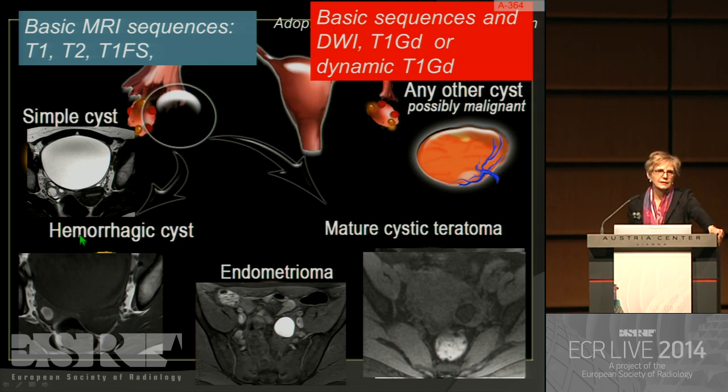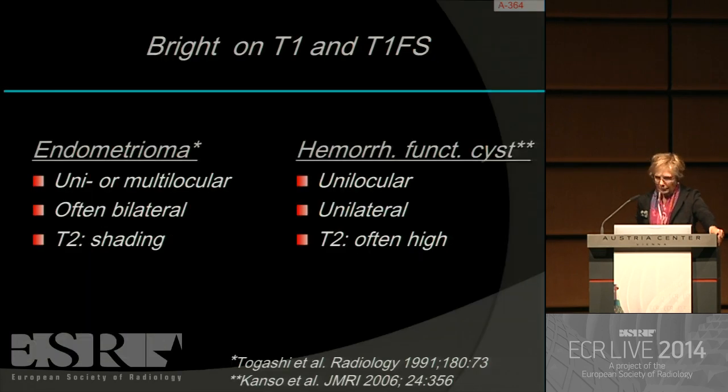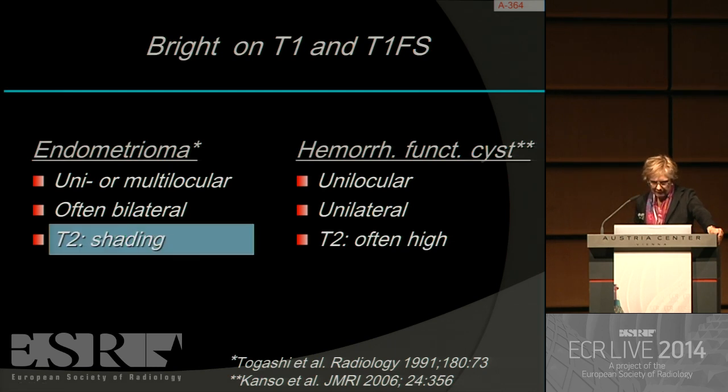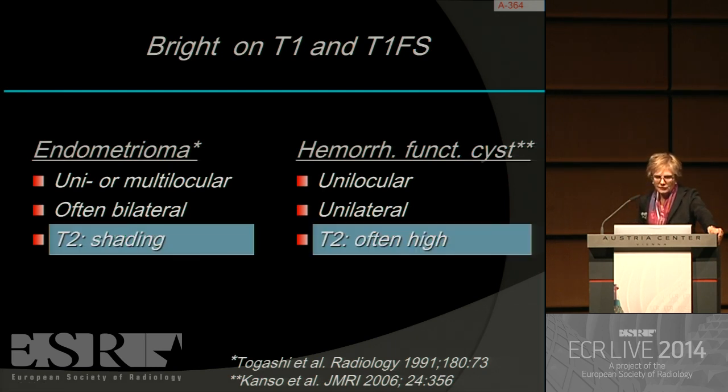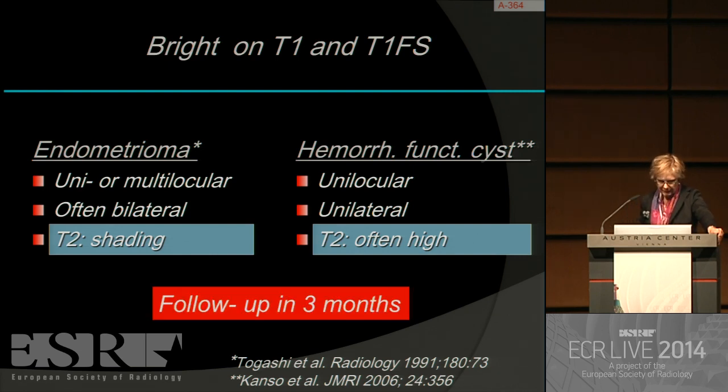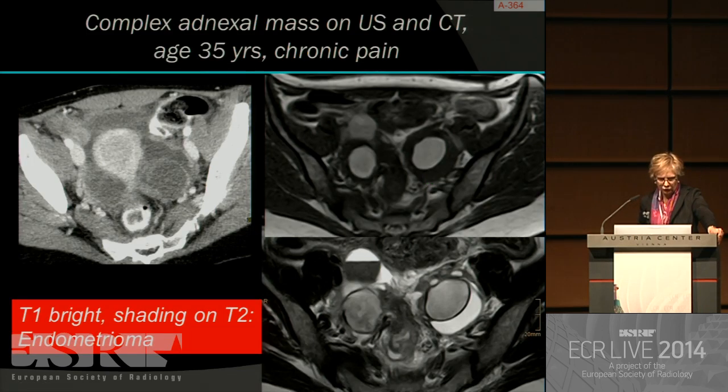Endometrioma and hemorrhagic cysts are both cystic lesions. Can we differentiate between these? Most of the time we are able, because endometriomas are multilocular, they are often bilateral, and it's the shading that's a quite typical finding that allows us the diagnosis of endometriomas. But if we are not able, then it's advised to perform a sonographic follow-up in 3 months, and it is typical for the functional cyst to regress in size, and that's not found in the endometriomas.